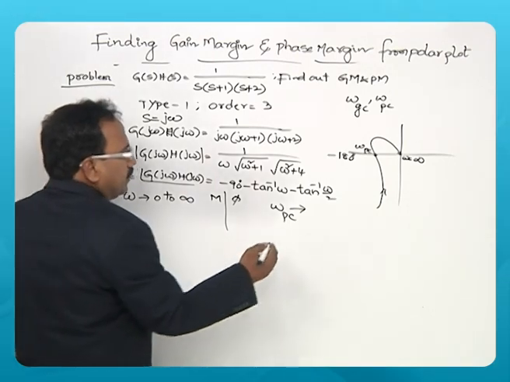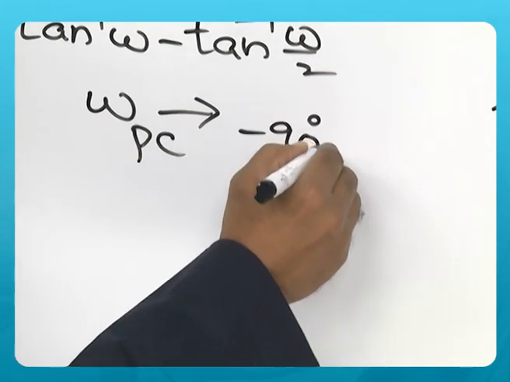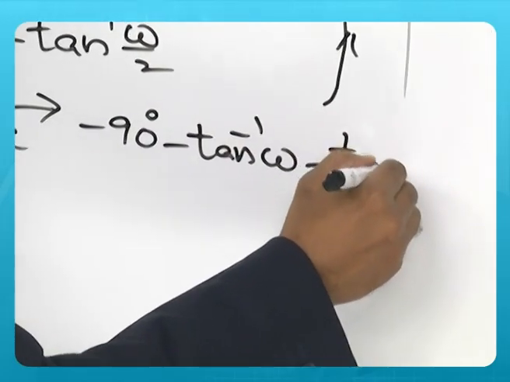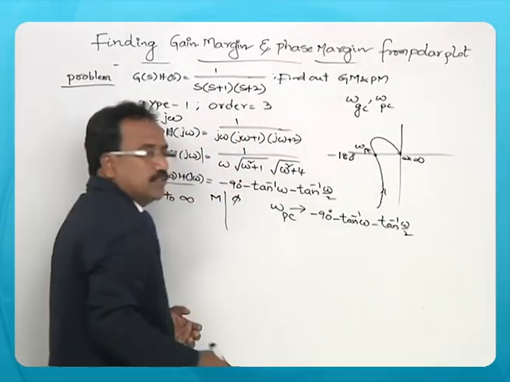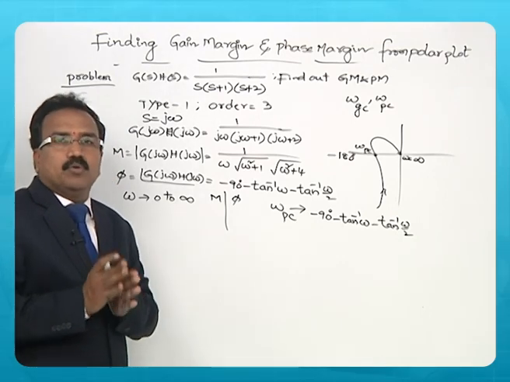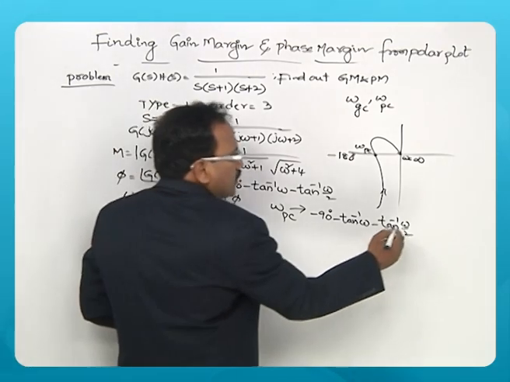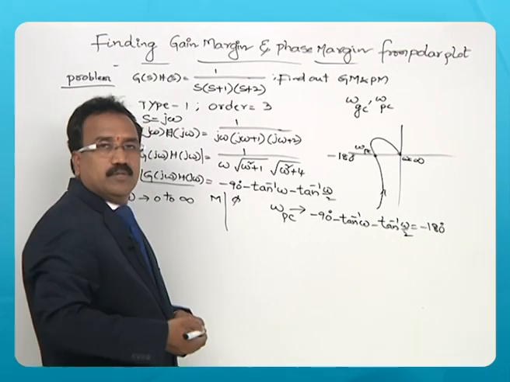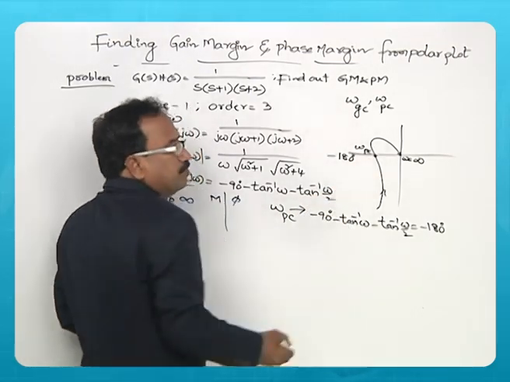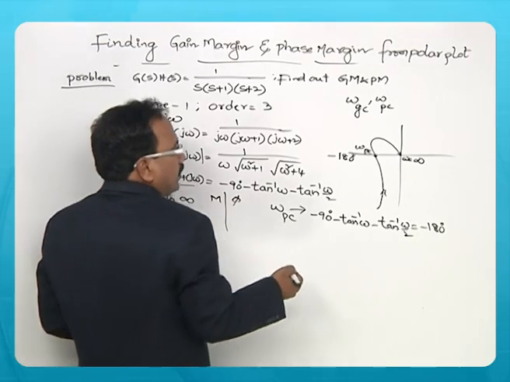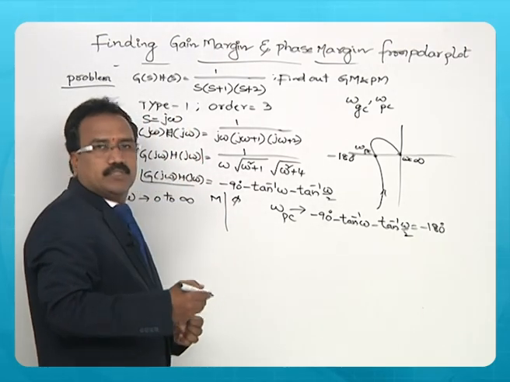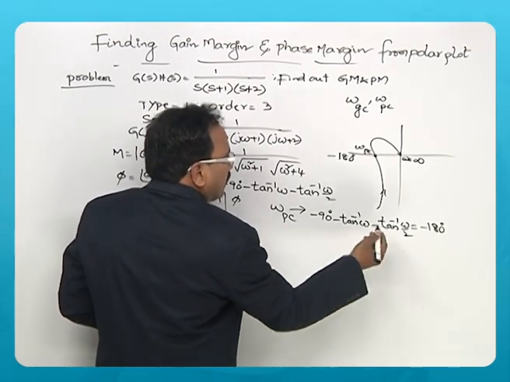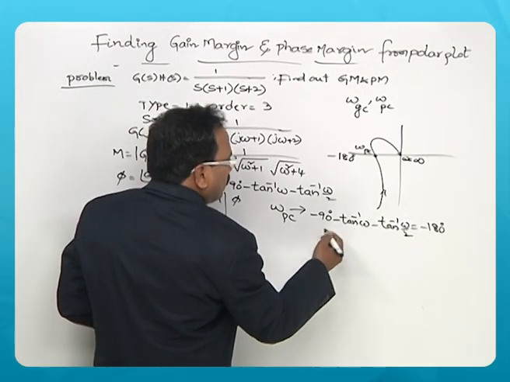So, what is the angle term here? It is minus 90 minus tan inverse omega minus tan inverse omega by 2. This is the angle contribution of the loop transfer function. So, this must be equated to minus 180, and now you get the omega value here. That omega is nothing but omega PC, the phase crossover frequency. That helps to determine the gain margin. Now, when you equate this to minus 180, you can bring this side, so it becomes plus 180.